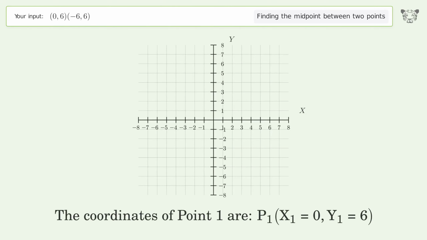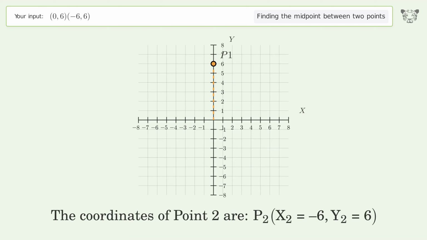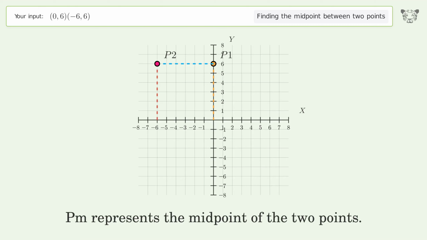The coordinates of point 1 are, x1 equals 0, y1 equals 6. The coordinates of point 2 are, x2 equals -6, y2 equals 6. PM represents the midpoint of the 2 points.